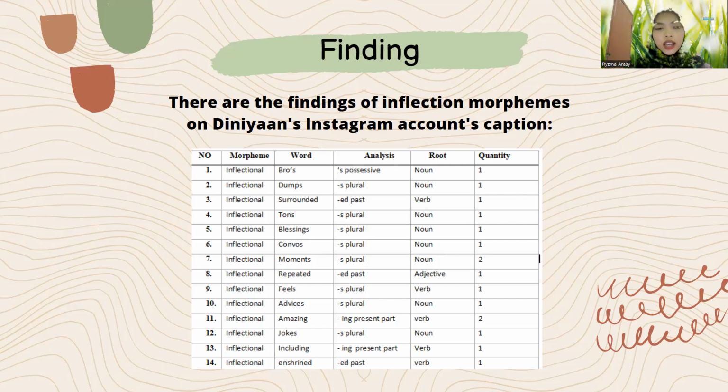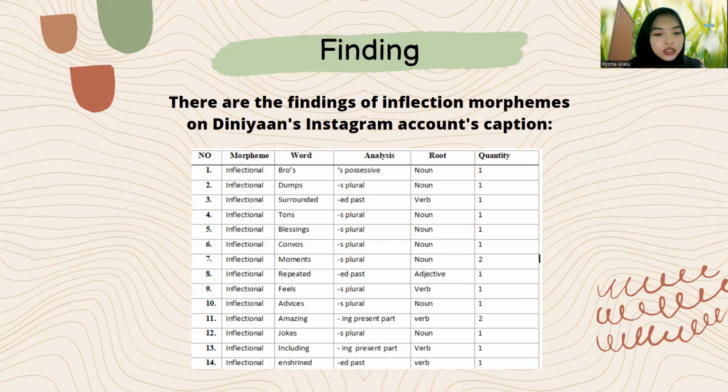As adjective, the quantity is 1. And then number 9 is feels, the analysis is plural. As verb, the quantity is 1. Number 10 is advice, the analysis is plural. As noun, the quantity is 1.